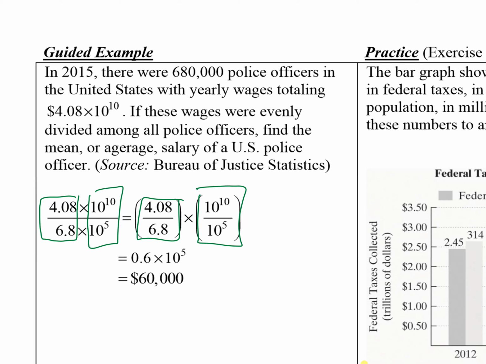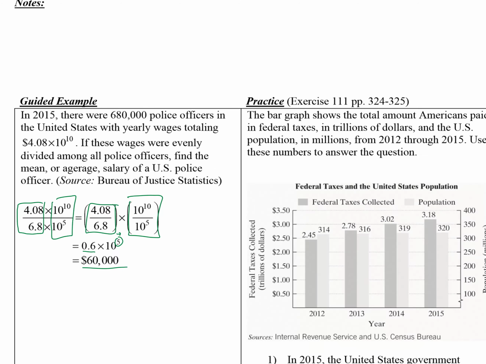Remember the rule for 10 to the 10 divided by 10 to the 5th. All I have to do is subtract the exponents. So 10 minus 5 is 5, and 4.08 divided by 6.8 is 0.6. Then they ask you to turn it into a decimal, so you move the decimal 5 times to the right, and that's how they got the answer of 60,000. So it's just simple math.